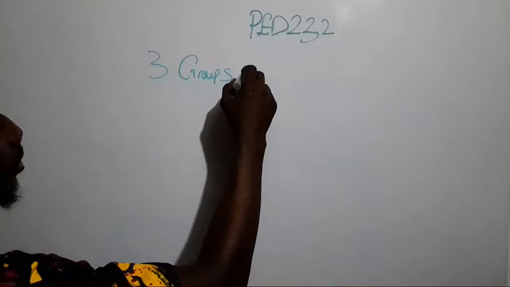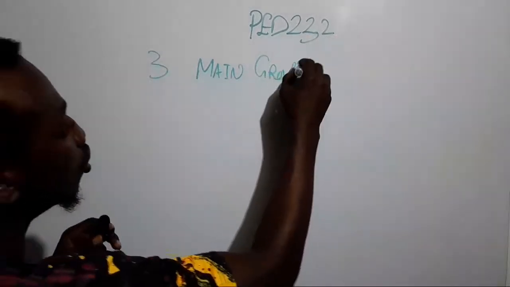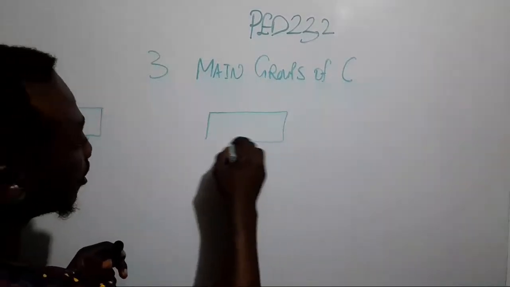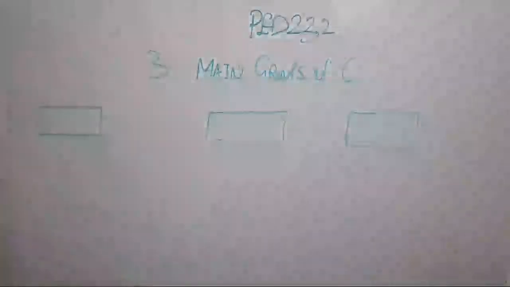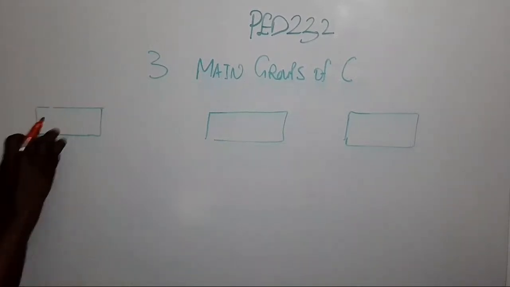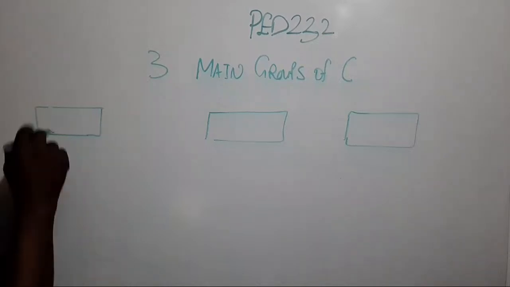Now we have three main groups of color, whereby we have the primary, the secondary color, and the complementary color.